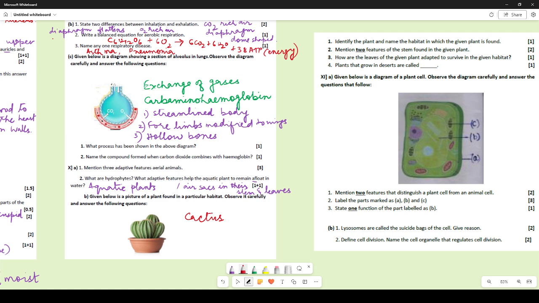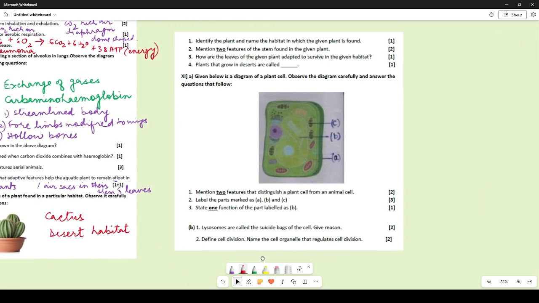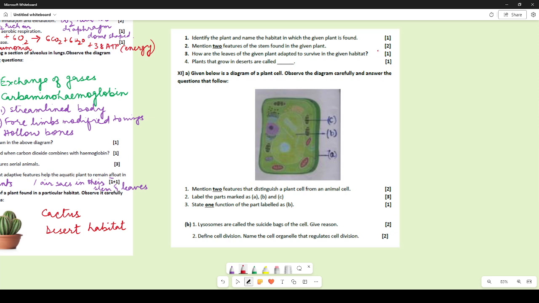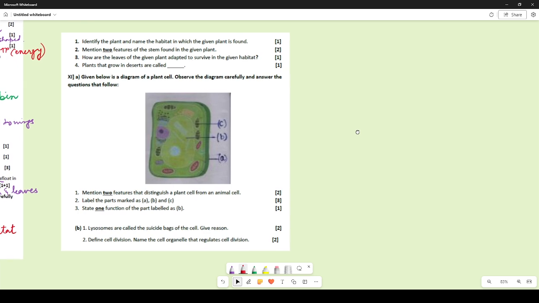Cactus, and it lives in desert habitat, right? That is what you were supposed to mention. Now let us look at the next part. This one we have already answered. Mention two features of the stem found in the given plant. Now here remember, you had to give the features of the stem, not of anything other.